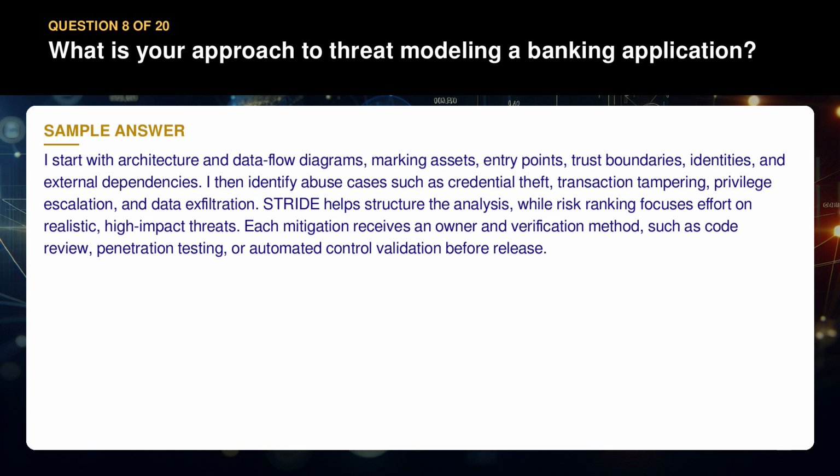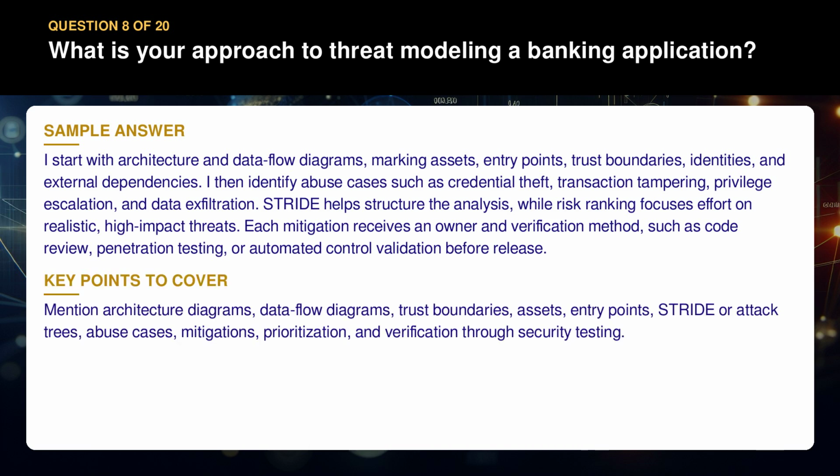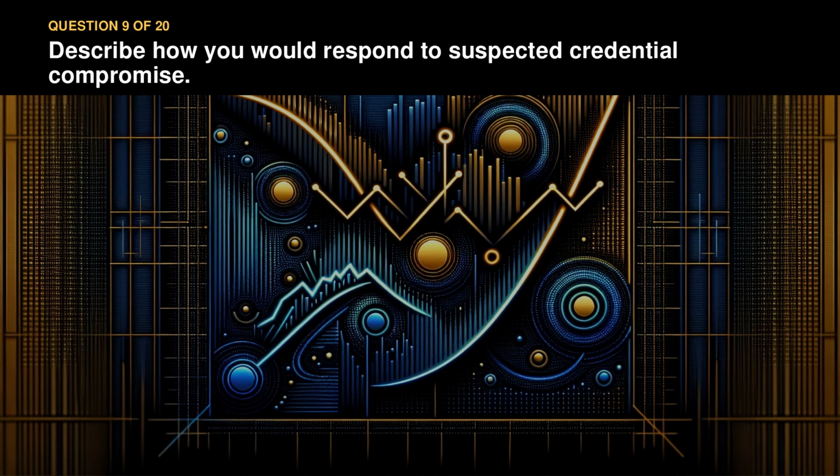STRIDE helps structure the analysis, while risk ranking focuses effort on realistic, high-impact threats. Each mitigation receives an owner and verification method, such as code review, penetration testing, or automated control validation before release. Mention architecture diagrams, data flow diagrams, trust boundaries, assets, entry points, STRIDE or attack trees, abuse cases, mitigations, prioritization, and verification through security testing.